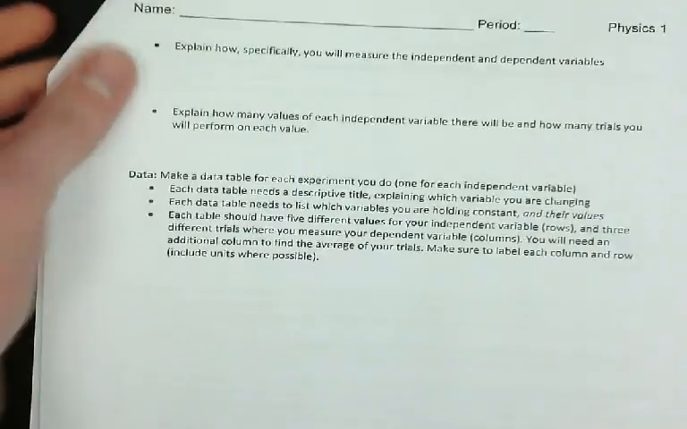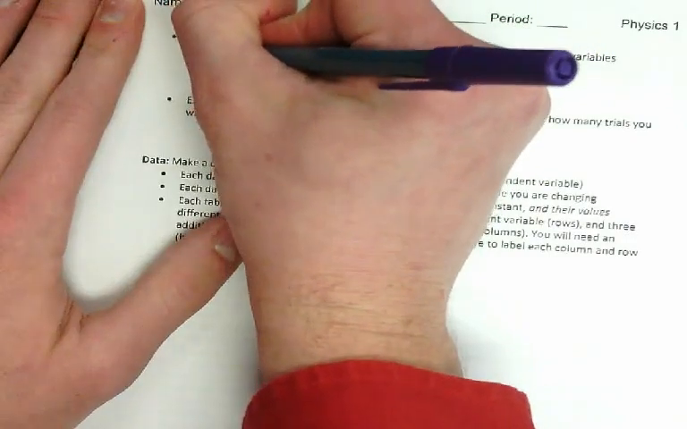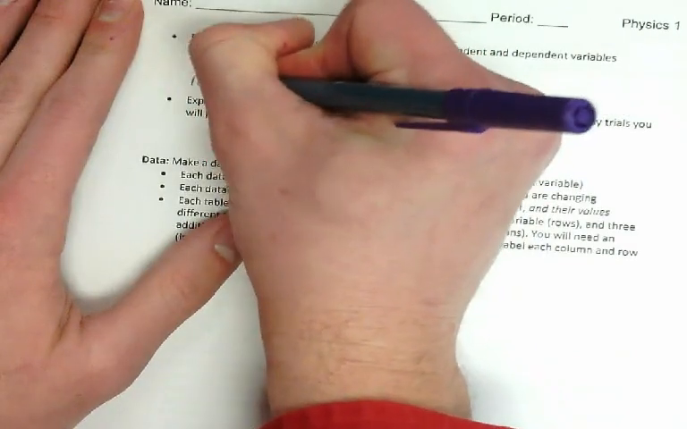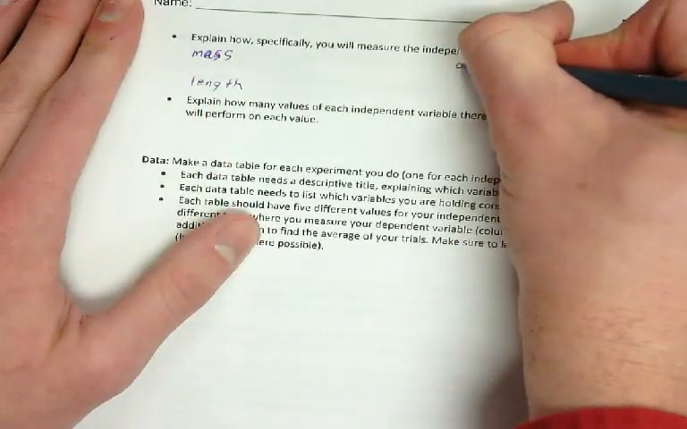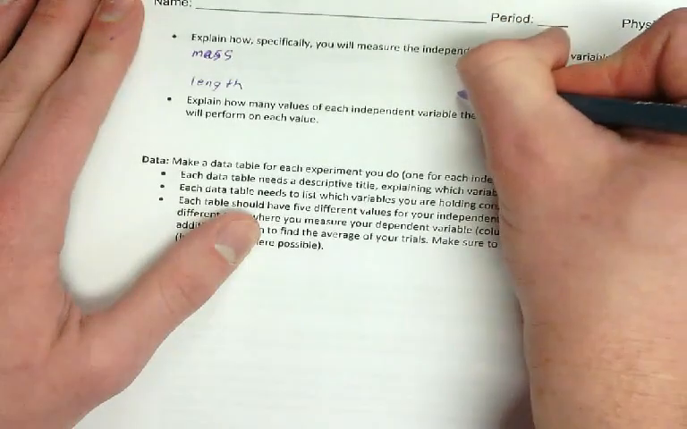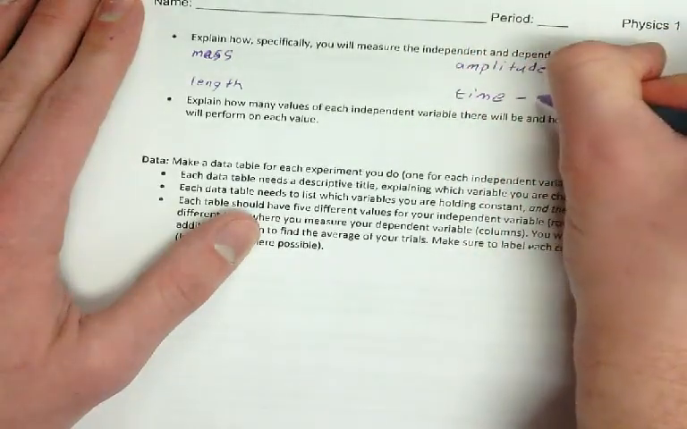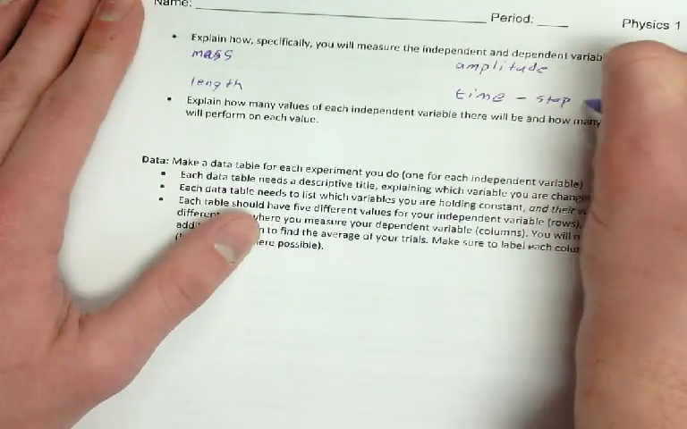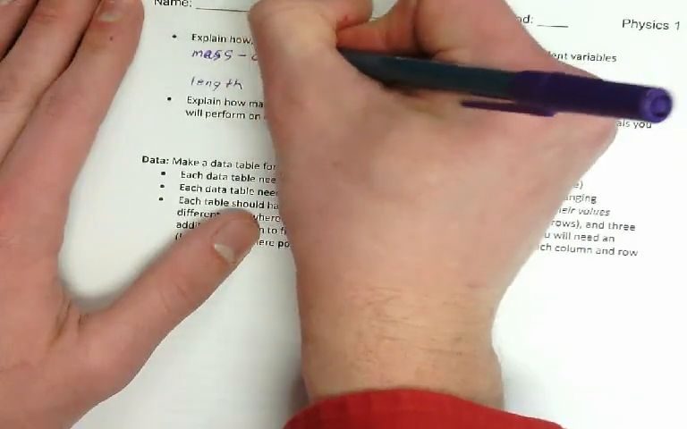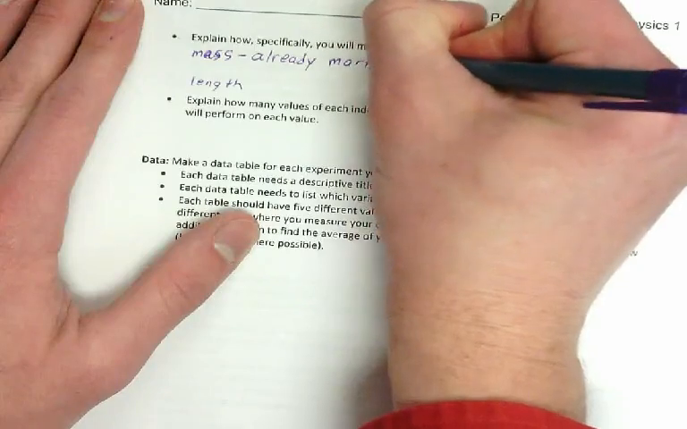All right, explain how specifically you're going to measure the independent and the dependent variables. So the independent variables are going to be mass, length, amplitude, and the dependent variable is time. So for time, we're going to use the stopwatch. That one's easy. For mass, they're already marked, so we don't have to really measure them at all. We just have to look at them.